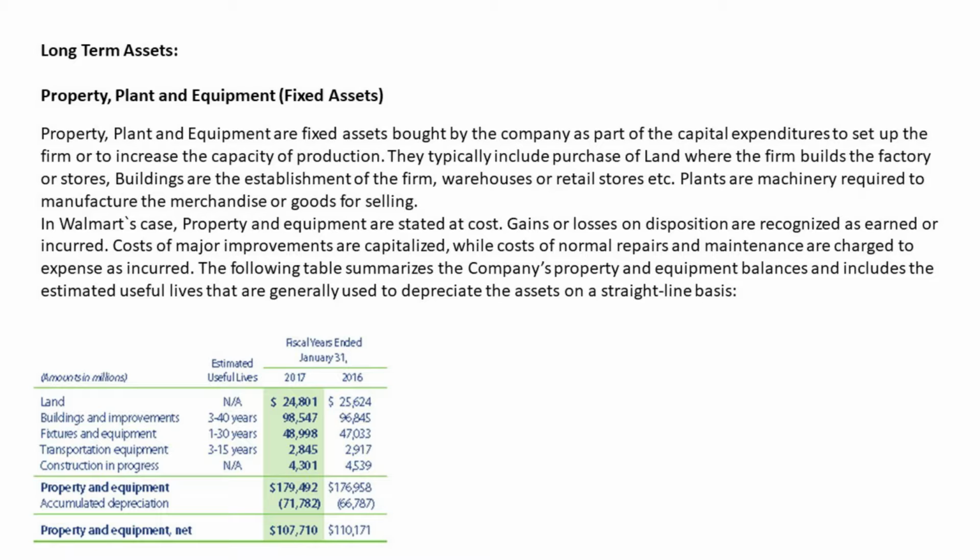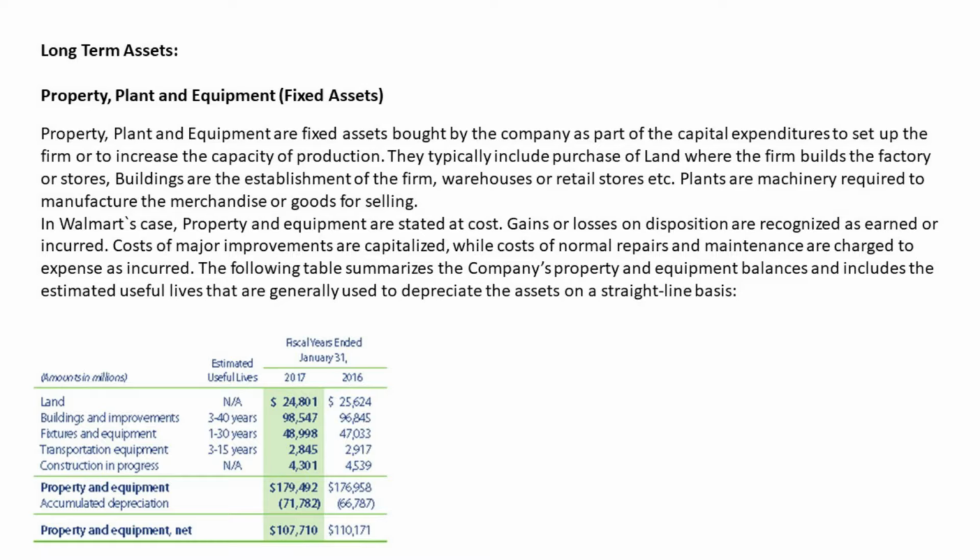Now, they typically include the purchase of land where the firm builds the factory or stores, buildings as the establishments of the firms, and warehouses where they store all the inventories, especially in the case of retailing. So properties are typically the establishments of the firms, the land where the buildings or stores are constructed to do the business. And plants are typically machineries which are required to manufacture the merchandise or goods for selling. They are the production house, as we can call it, where all the machines are put together to manufacture the goods.